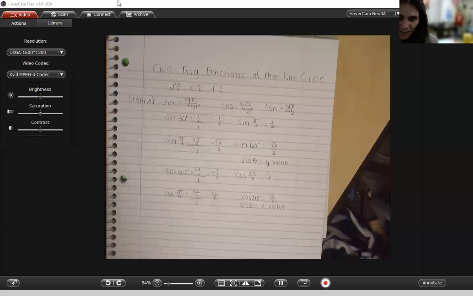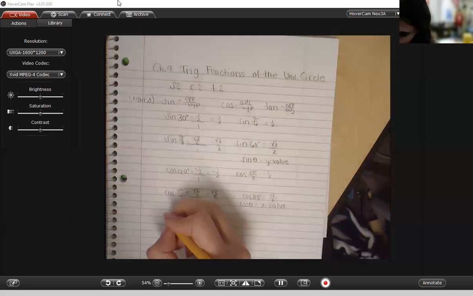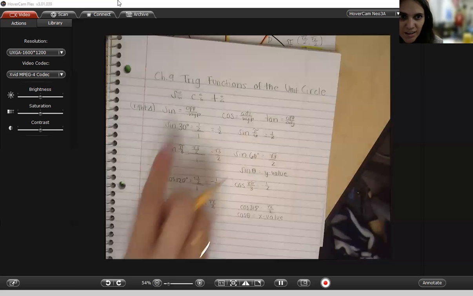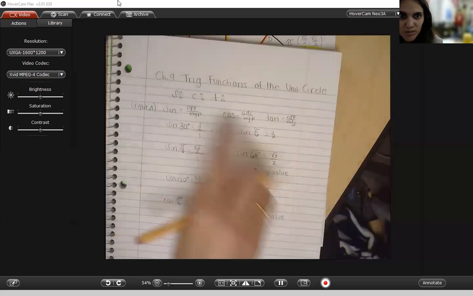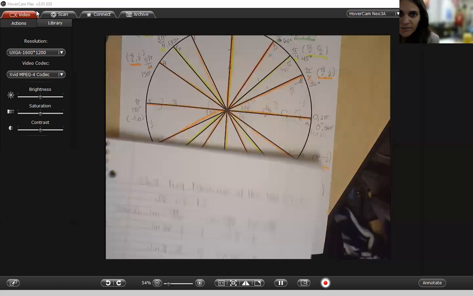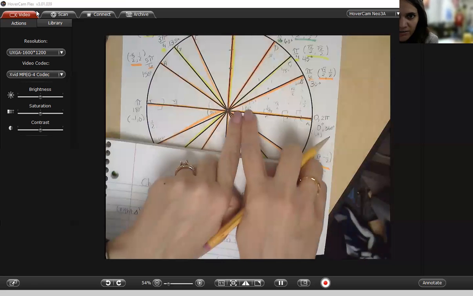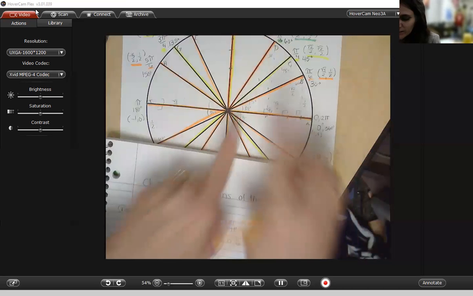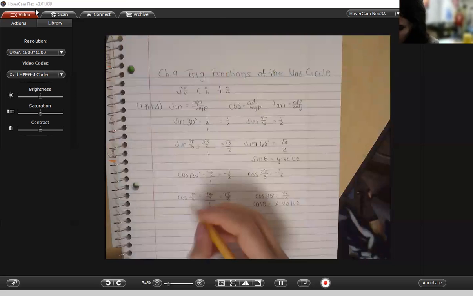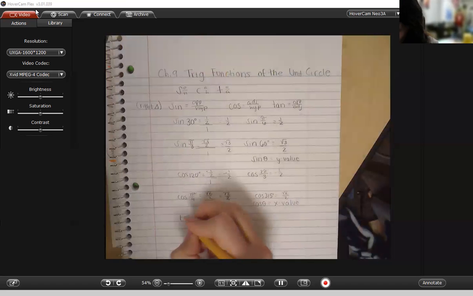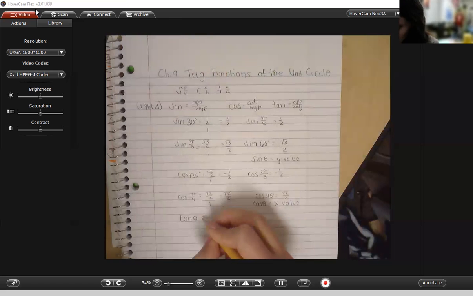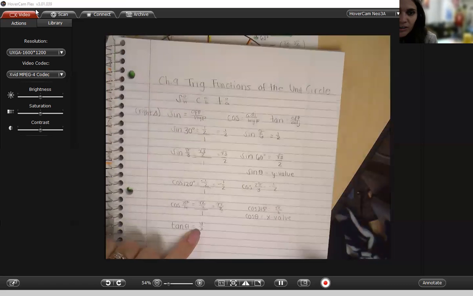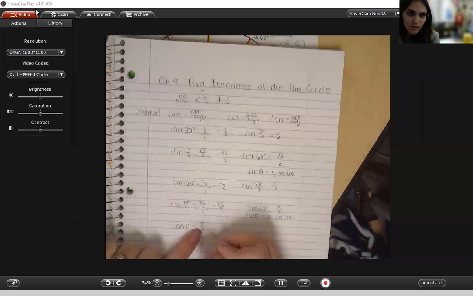All right, let's talk about tangent. Tangent's always going to be the opposite over the adjacent. And we decided that the y value is the opposite in a unit circle, right? So I'm looking here at the triangle. My y value is the opposite, and my x value is the adjacent. So if I'm trying to find the tangent of theta in the unit circle, I will always do the y value over the x value, the opposite side over the adjacent side.